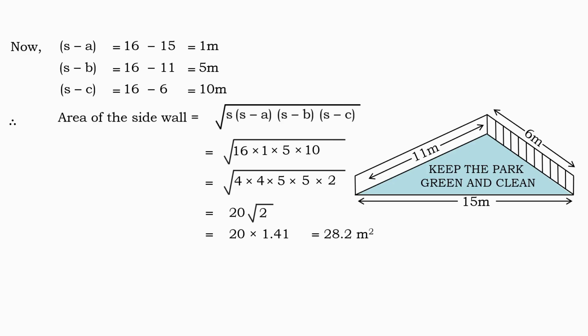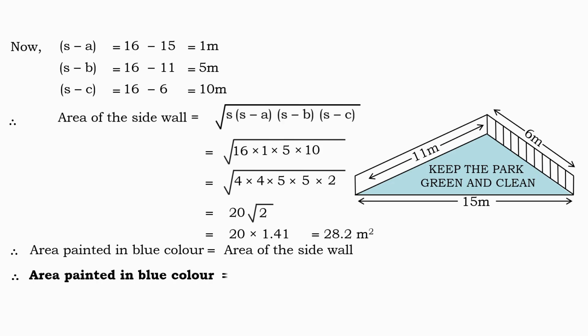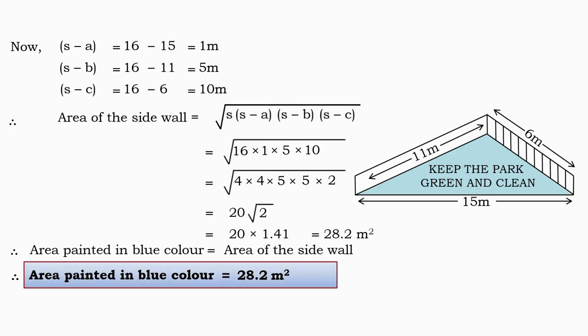So always for area you have to write the unit, that is either centimeter or meter depending on the question. Here meter is given, so it would be meter square. So the area painted in blue color is equal to the area of the side wall. So the area painted in blue color will be equal to 28.2 meters square.